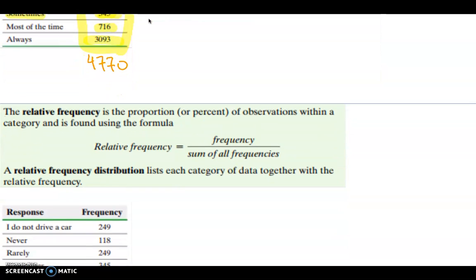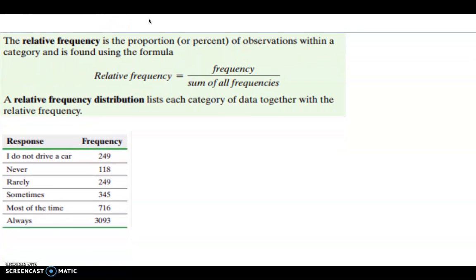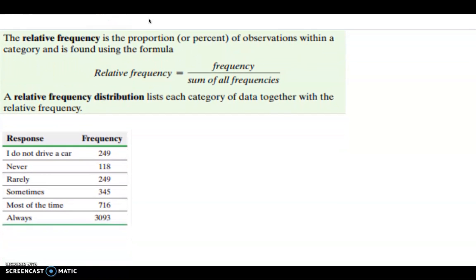That's called the frequency. It just counts them up. Now the next one is the relative frequency. The relative frequency is the actual proportion or percentage of observations within a category. We are going to use this very often in this class, but the relative frequency is found simply by taking the frequency in that category and dividing it by the sum of all the frequencies.